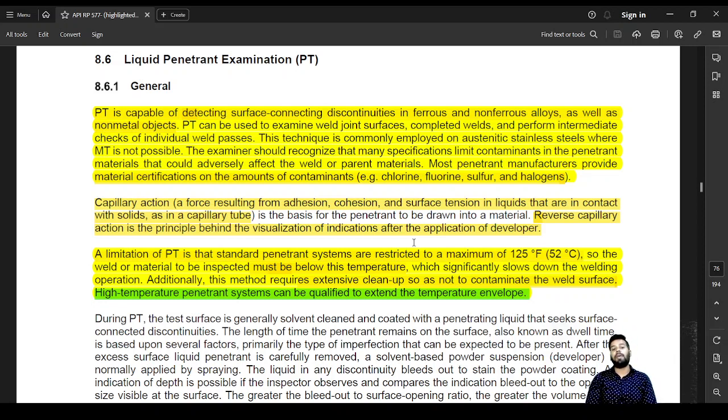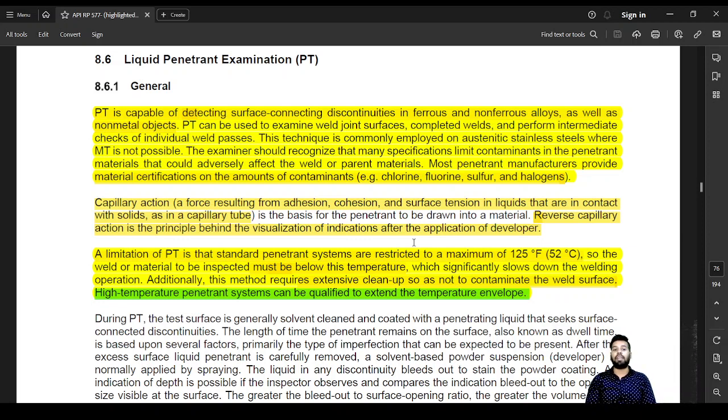So PT is capable of detecting surface connected discontinuities in ferrous and non-ferrous materials as well as non-metal objects. MT was not good for non-ferromagnetic or non-ferrous objects, but PT can tell you about non-ferrous objects also. PT can be used to examine weld joint surfaces, completed welds, and perform intermediate checks of individual weld passes. This technique is commonly employed on austenitic stainless steel where MT is not possible. The examiner should recognize that there are many specification limits on contaminants in the penetrant material that could adversely affect the weld or parent materials. Most penetrant manufacturers provide material certification on the amounts of contaminants such as chlorine, fluorine, sulfur, halogens, etc.